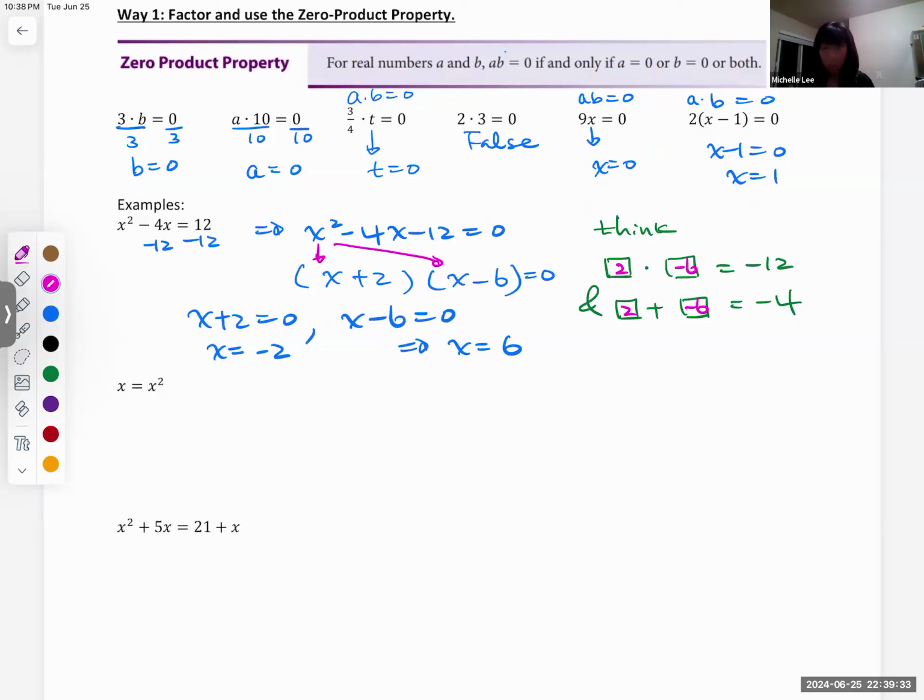And then I forgot to check. We always check it. So that would be positive 2x and negative 6x to make a negative 4x.